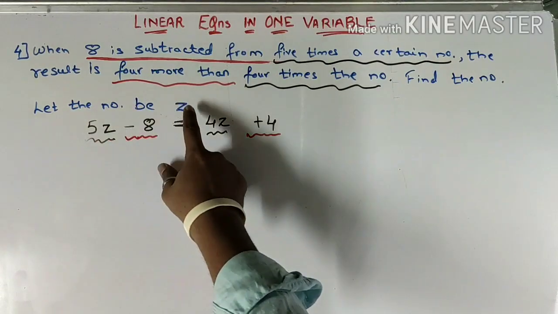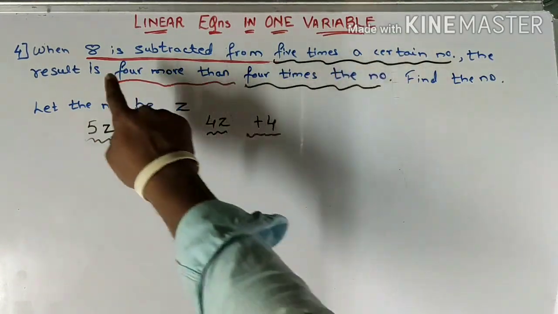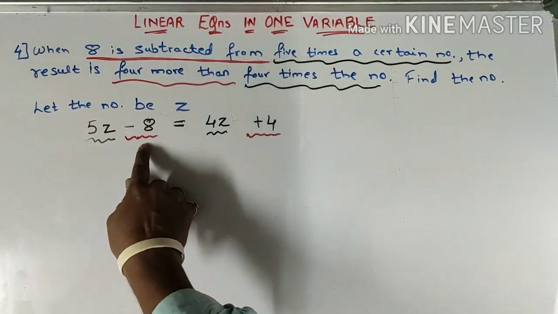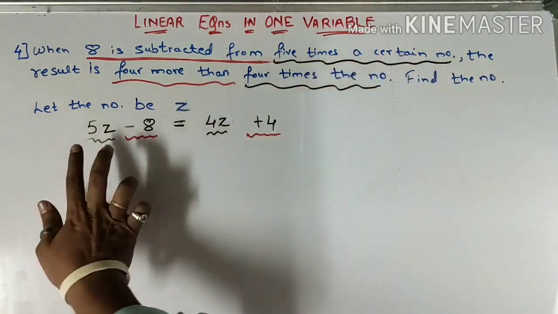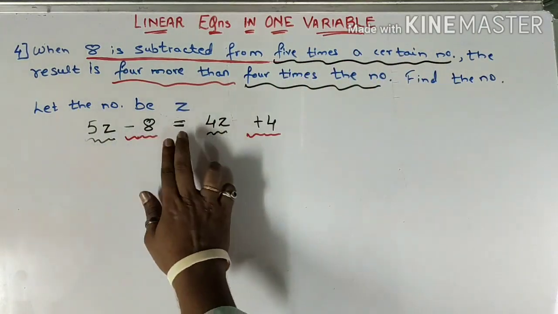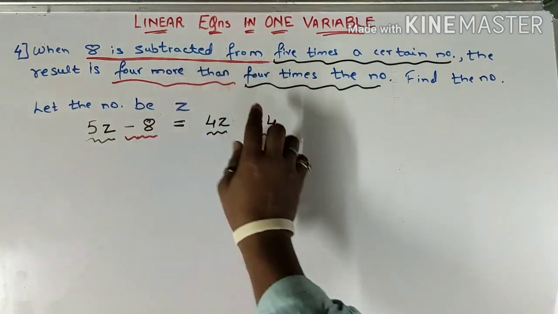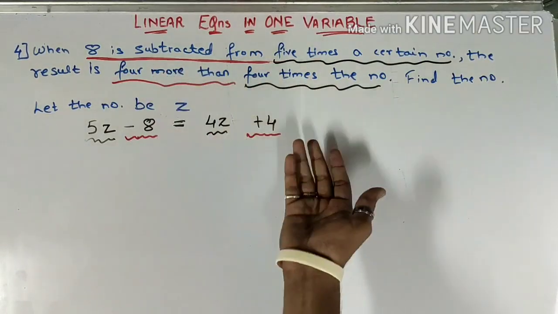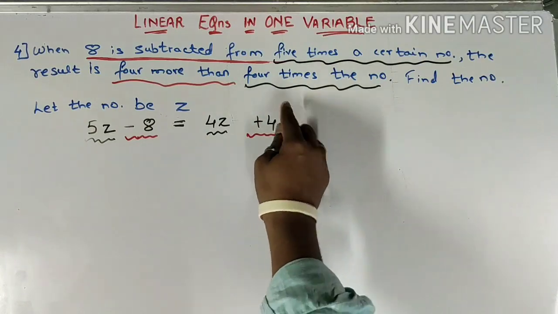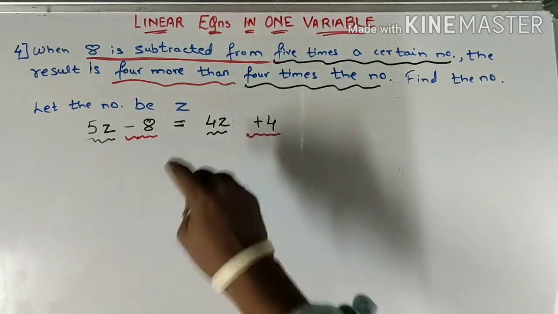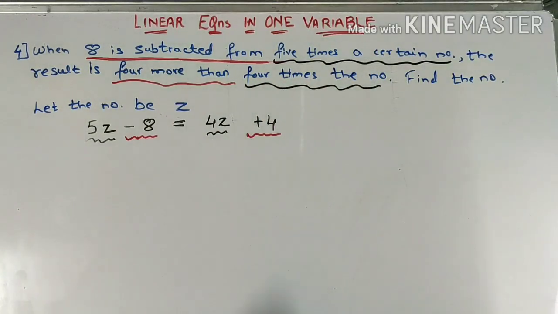So let the number be z. So 8 subtracted from 5 times a certain number, 5z, the result is equal to 4 more than what? So 4 more than means plus 4, then 4 times the number. So this is my linear equation. You are supposed to solve it. Pause the video on your own.